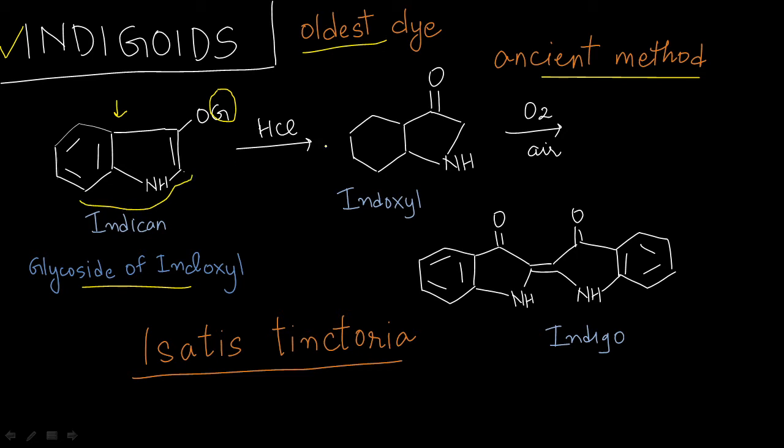Okay, so when you treat it with HCl, what happens is we have a formation of indoxyl, right? You can see there is a nitrogen atom, it's a double bond O, and in air it oxidizes to indigo. Okay, this is known as indigo, and it is obtained from a plant that is known as Isatis tinctoria. Okay, however you pronounce that scientific name.